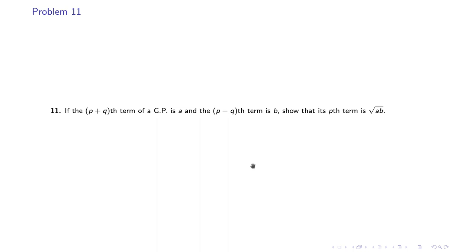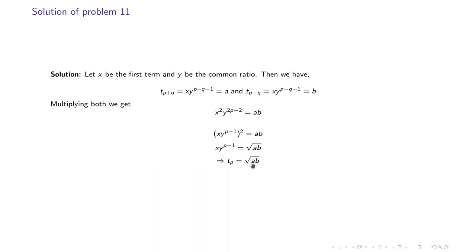The 11th problem says that if the p plus qth term of a GP is A and the p minus qth term is B, show that the pth term is square root of AB. So we let x be the first term and y be the common ratio. Then the p plus qth term is xy to the power p plus q minus 1, which is equal to A, and the p minus qth term is xy to the power p minus q minus 1, which is B.